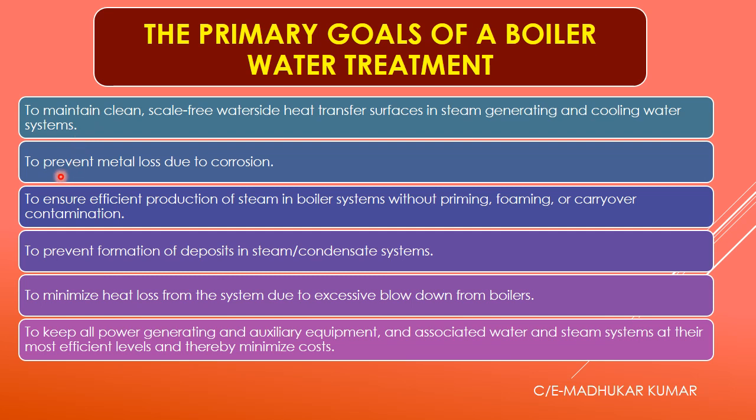Okay, next, to prevent the metal loss due to corrosion. We are maintaining the boiler water alkaline, so this is also going to form an internal coating and prevent the corrosion. To ensure efficient production of steam in the boiler system. If all these problems which we have just discussed are not there, then of course the efficiency in steam production will be there, and it prevents priming, foaming, carryover and contaminations.